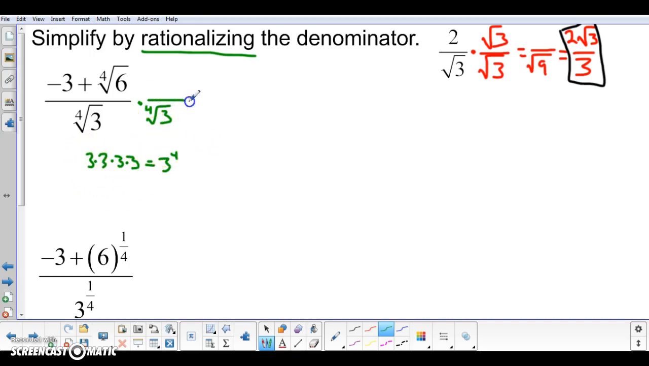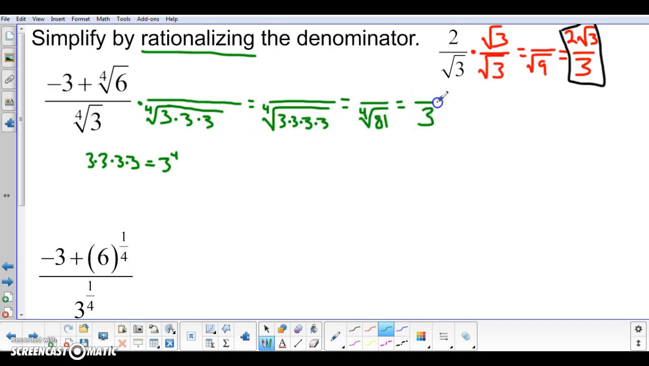To do that, I'm going to multiply by the 4th root of not just 3, but 3 times 3 times 3. I already have one 3 in a radical. By putting 3 more 3's underneath that 4th root radical, that would give me the 4th root of 3 to the 4th power. If you multiply all these 3's together, you get 81. Well, that's a perfect 4th power, and the 4th root of 3 to the 4th is 3, a nice rational number.